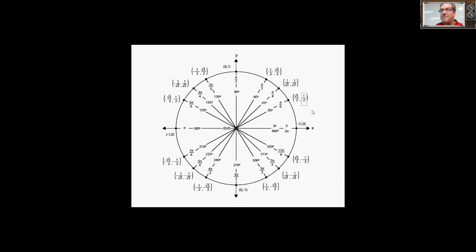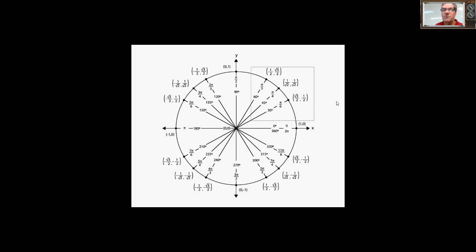ASTC. So what that means is in quadrant 1, that's the all. That means all functions are positive, sine, cosine, and tangent. And you can see here that sine and cosine, all the values there are positive. Now, if you recall, tangent equals sine over cosine. So if sine and cosine are both positive, when you divide a positive by a positive, the result is positive. So we know that tangent is also positive in quadrant 1.